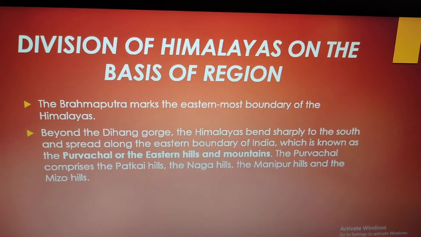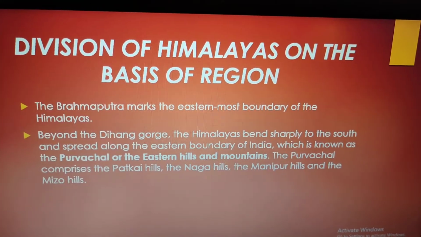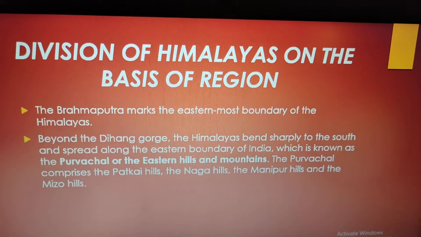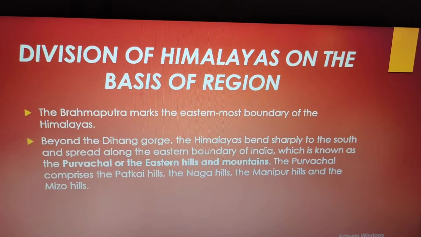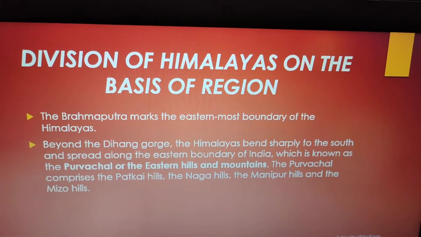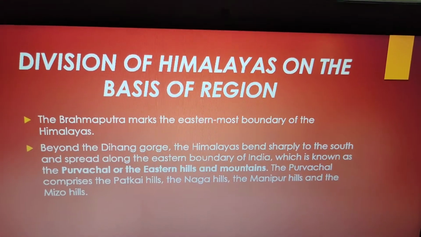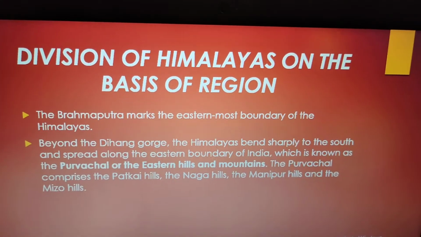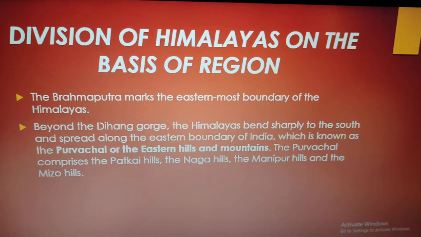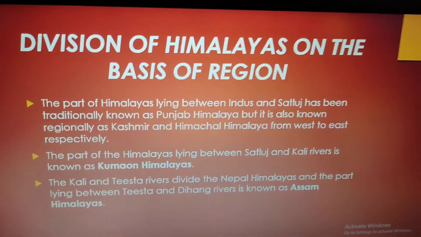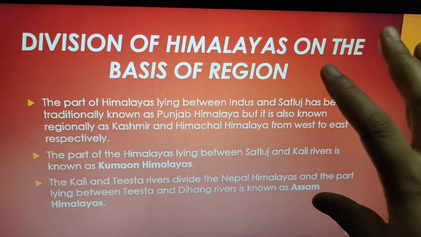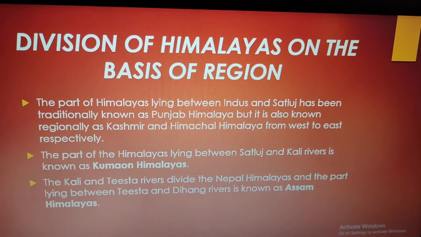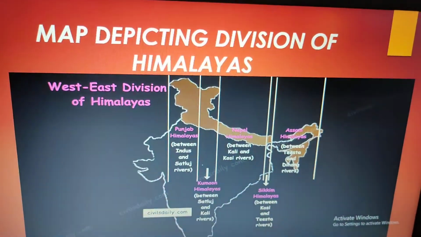Beyond the Dihang Gorge, the Himalayas bend sharply to the south and spread along the eastern boundary of India, which is also known as the Purvanchal or the Eastern Hills and Mountains. The Purvanchal comprises the Patkai Hills, the Naga Hills, the Manipur Hills, and the Mizo Hills. Now, whatever we have read till now about the division of Himalayas on the basis of region, we'll go through a map representation of the same.